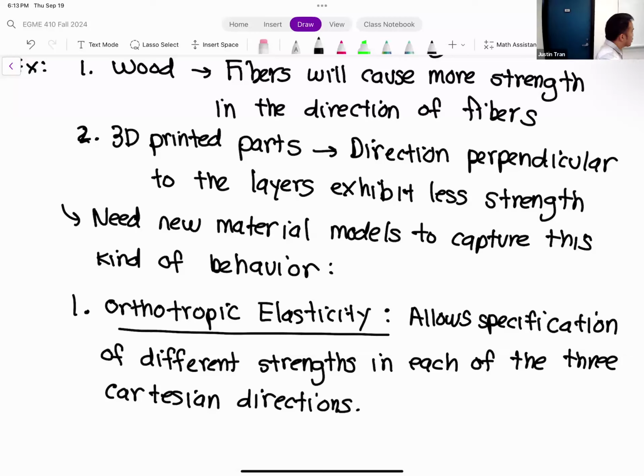You can specify the strength in the X direction, strength in the Y direction, strength in the Z direction. You also have to specify, so that's three values of Young's modulus that you have to specify. You also have to specify three values of the Poisson's ratio.